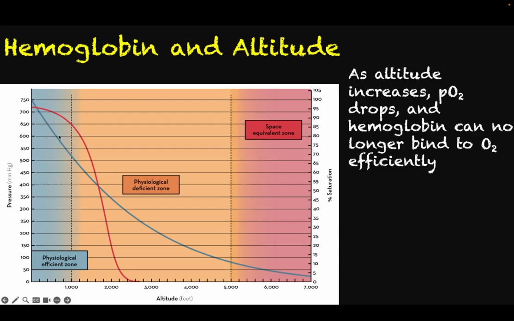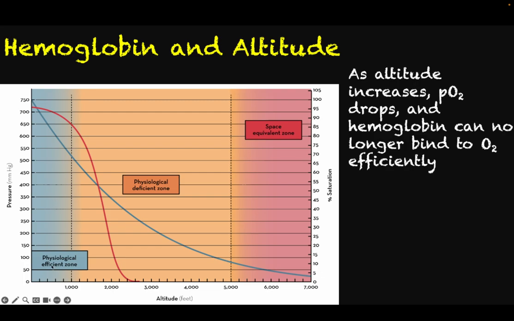This blue graph here represents the drop in altitude that you see corresponding to the total pressure of the atmosphere and then the percent saturation of hemoglobin. And then the red line is one of those dissociation curves for hemoglobin that I showed you, but it's pointed in the opposite direction compared to what I showed you before because the x-axis here is altitude rather than the partial pressure of oxygen.